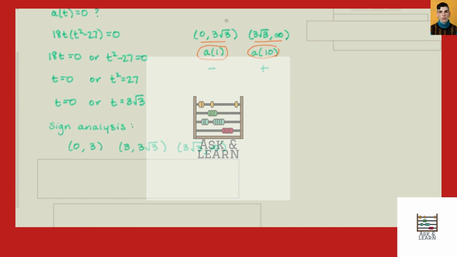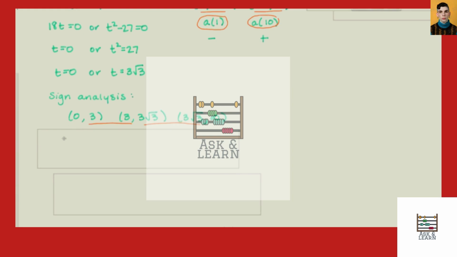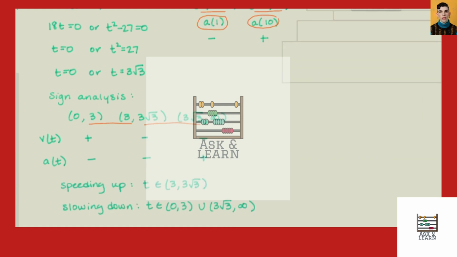So I'm breaking down the intervals, and I've broken down the intervals at 3 square root 3 because that is where we see the change in acceleration, but I've also broken down the intervals at 3 because that's where we saw the change in velocity. So what we saw with velocity was it was positive between 0 and 3, and it was negative after that. What we saw with acceleration was that it was negative before 3 square root 3 and it was positive after that.